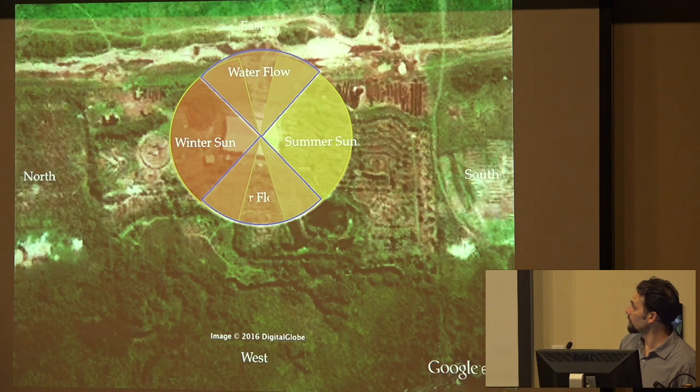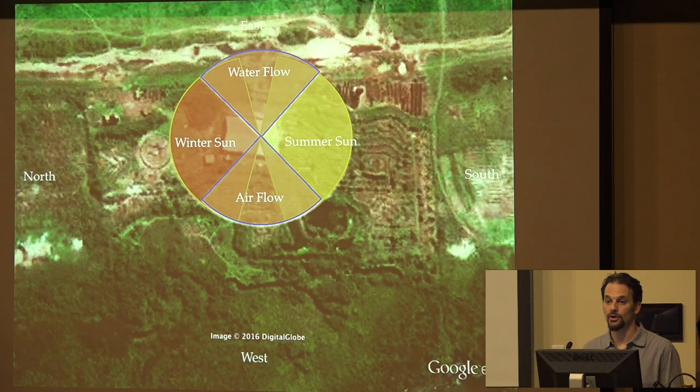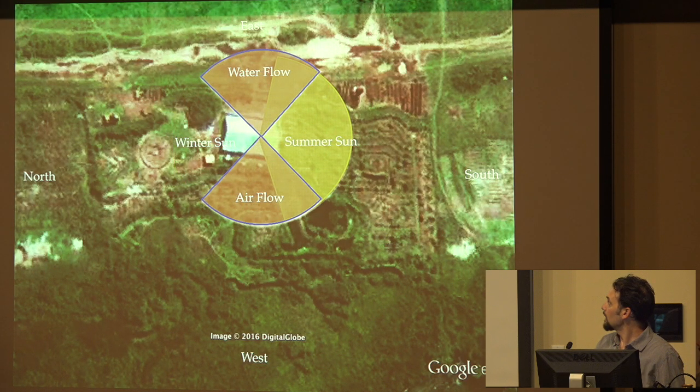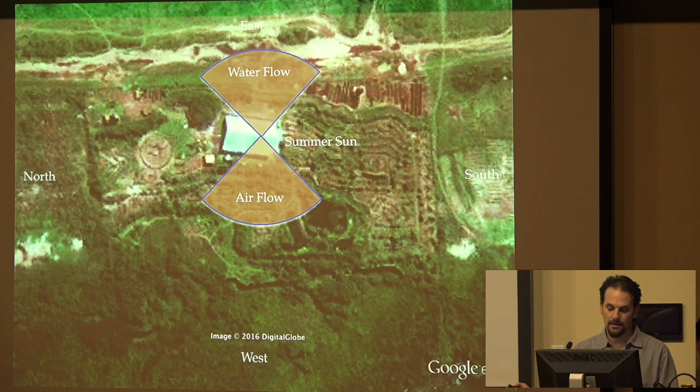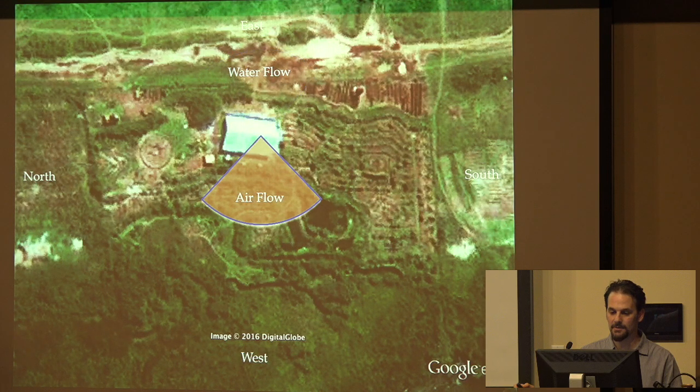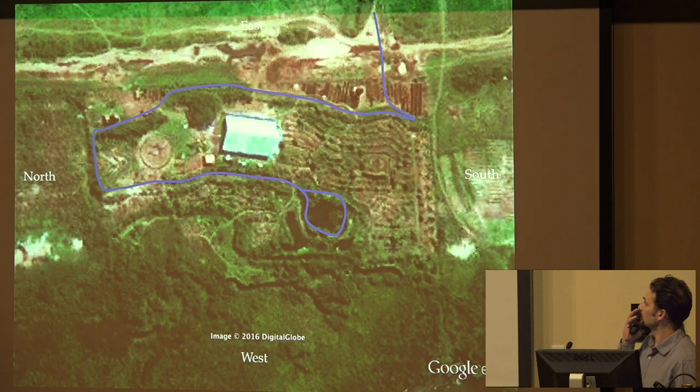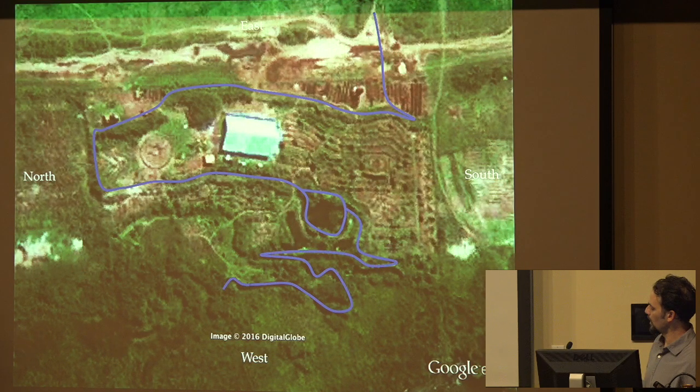was the water flow and then the airflow, the cooling winds off of the lake. So that's how they oriented the buildings. And so they really designed the site based on that water flow so they could make maximum use when the rains did come and would go through this site. So this is the path that they moved the water through the site.